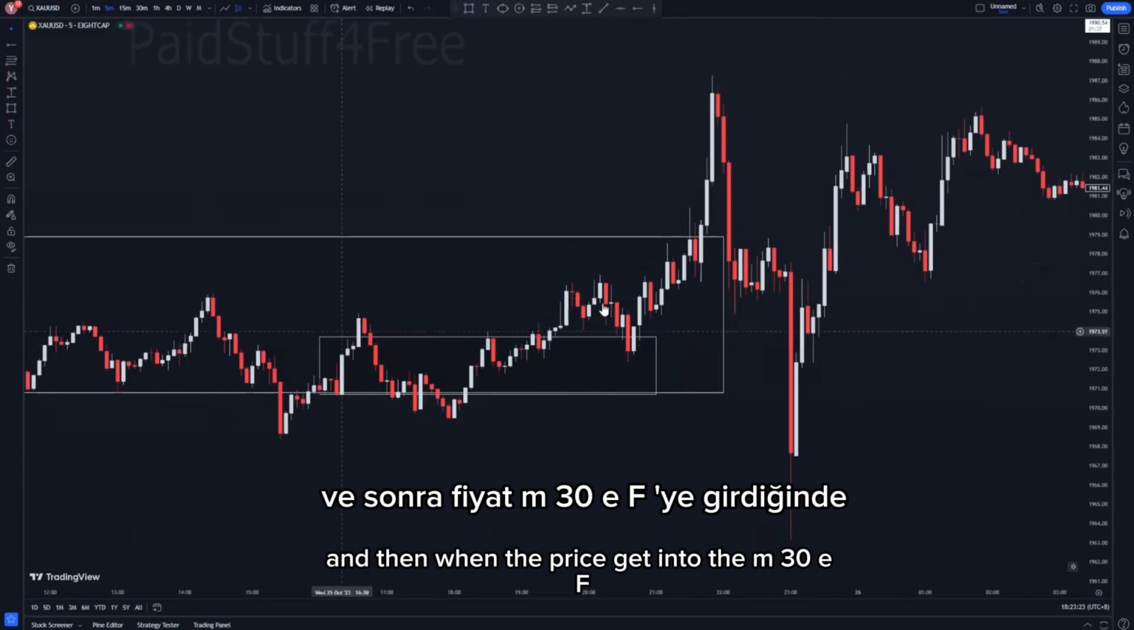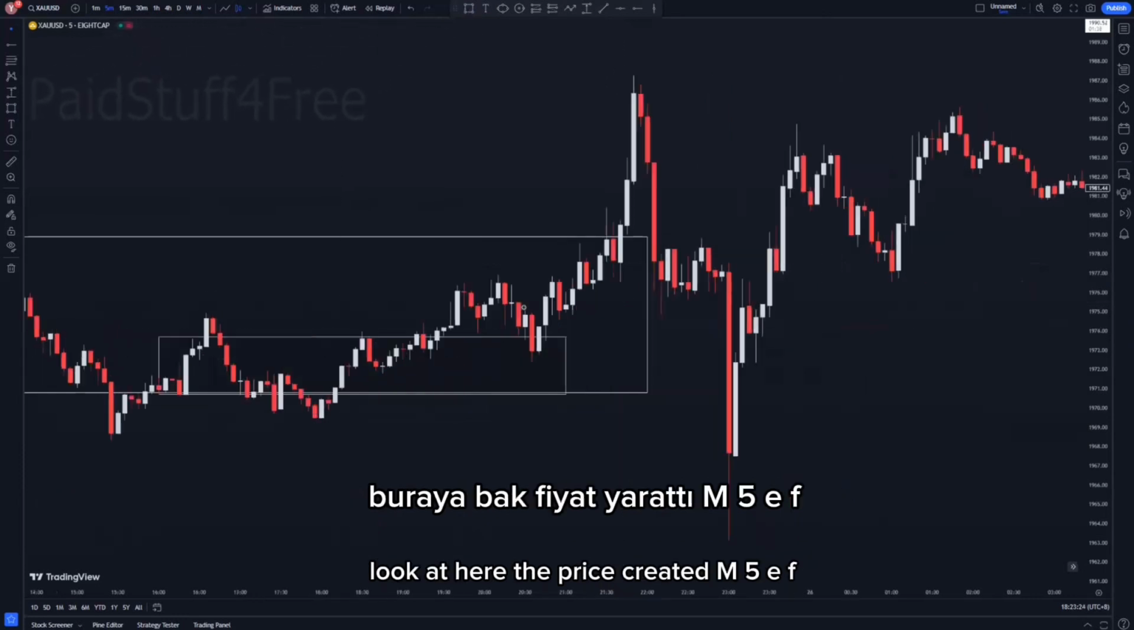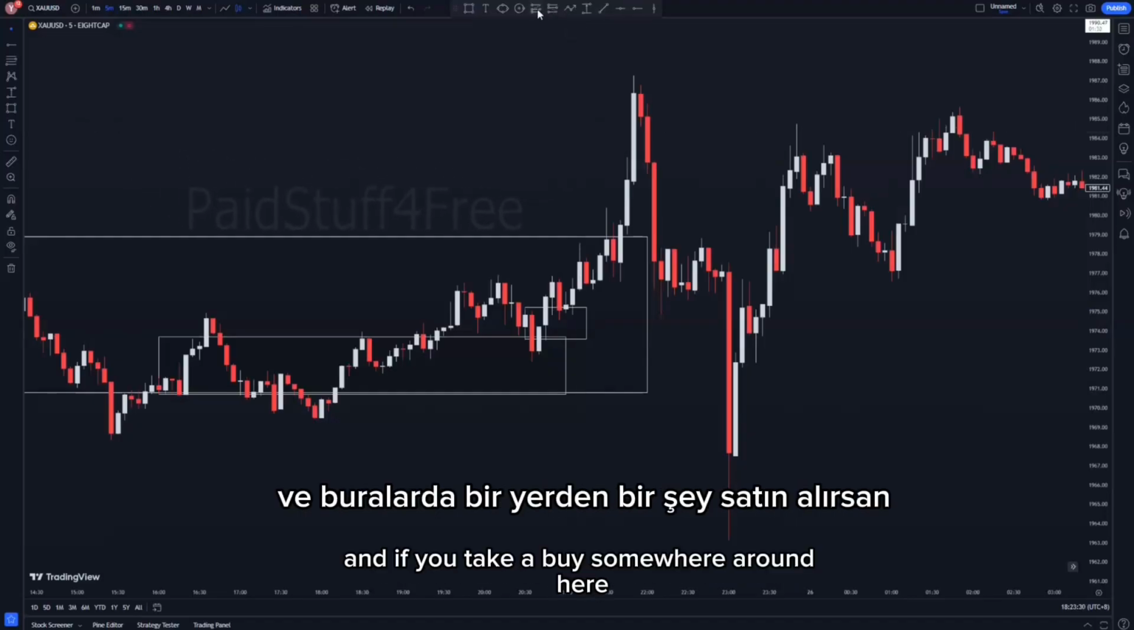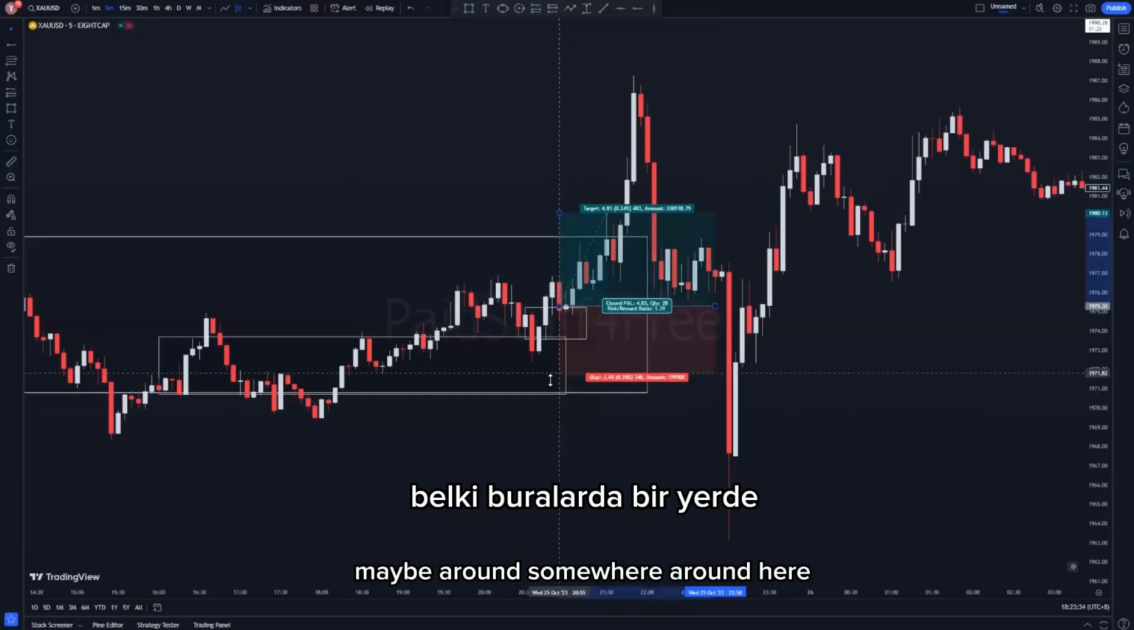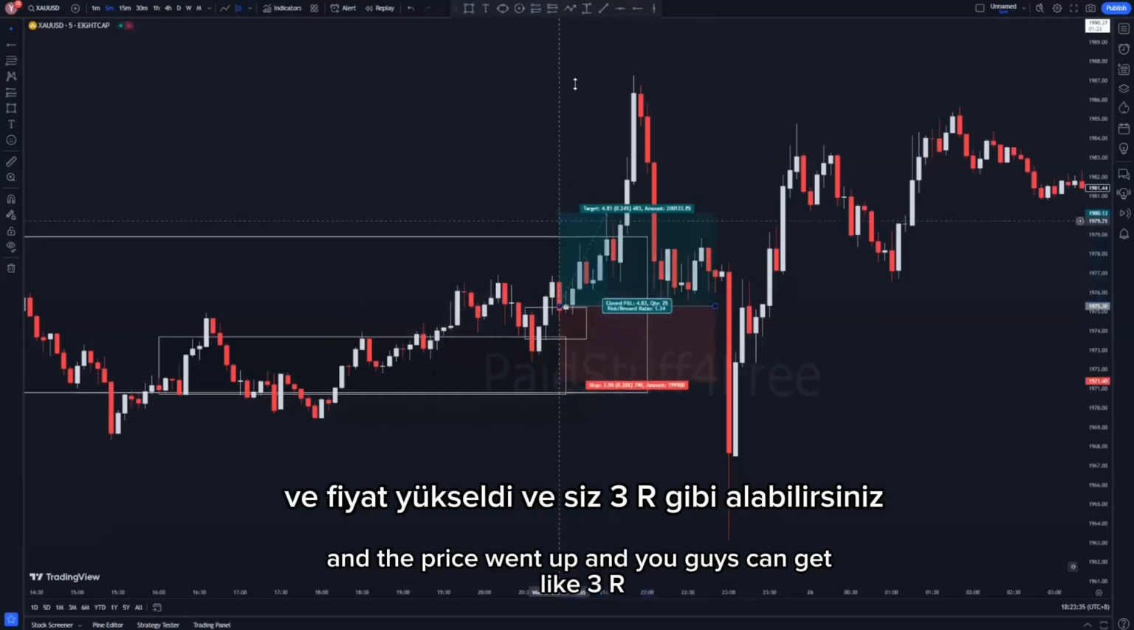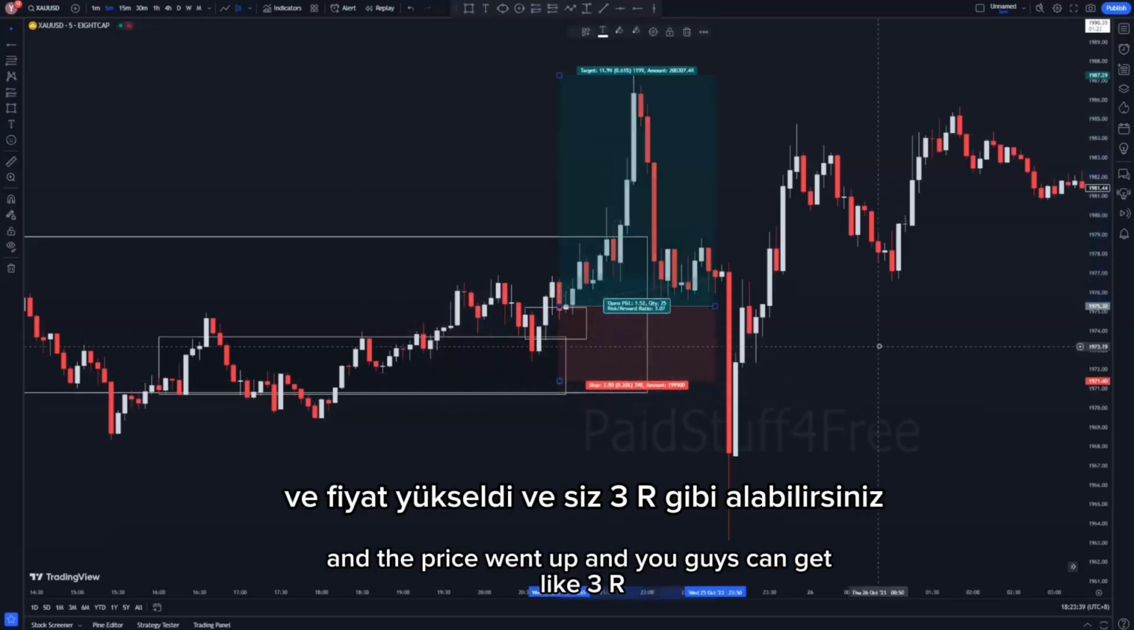And then when the price got into the M30 EF, look here, the price created an M5 EF. If you take a buy somewhere around here, with your SL somewhere around here, and the price went up, you guys can get like 3R.